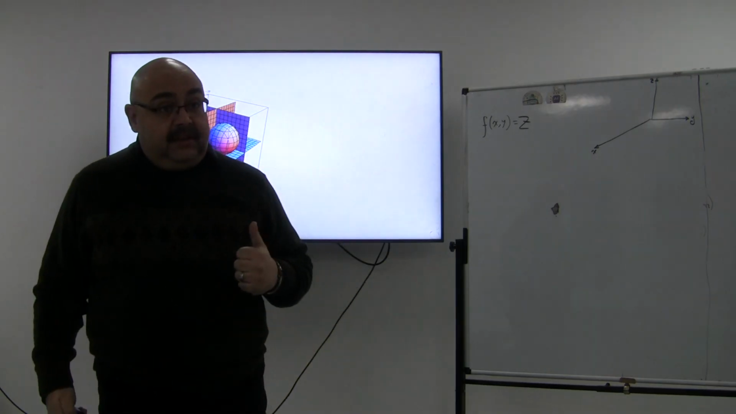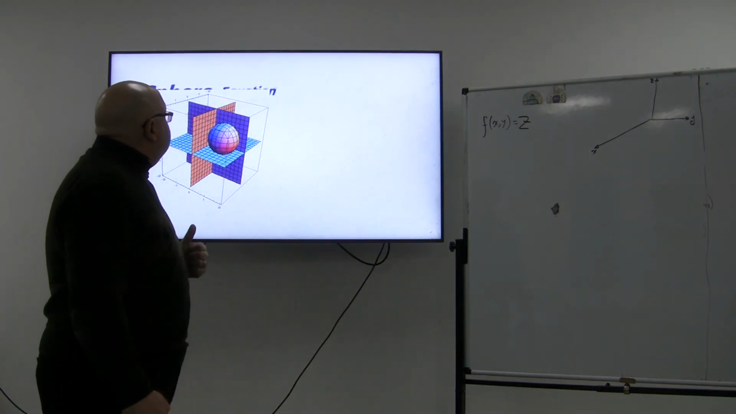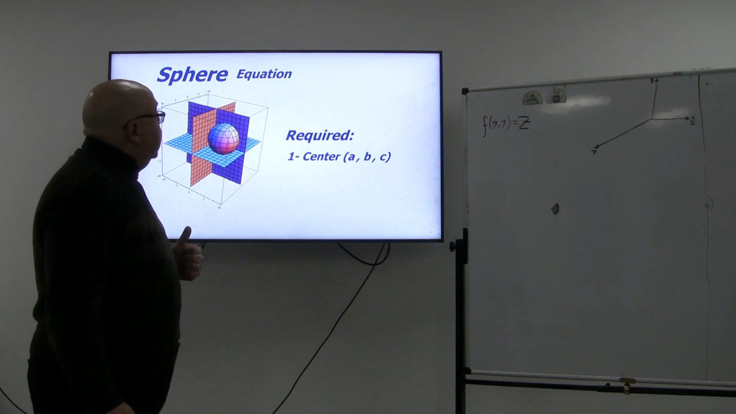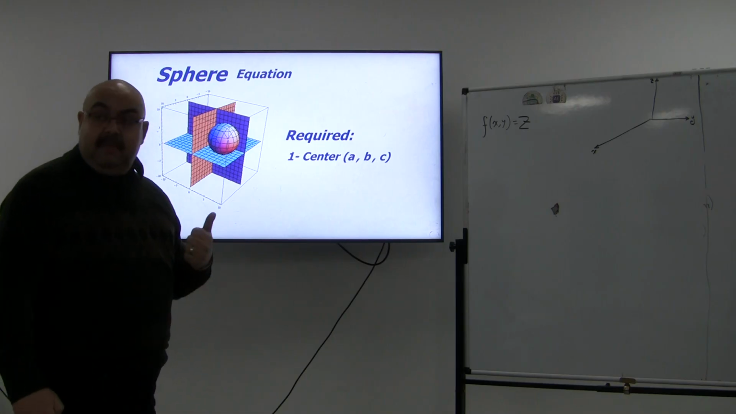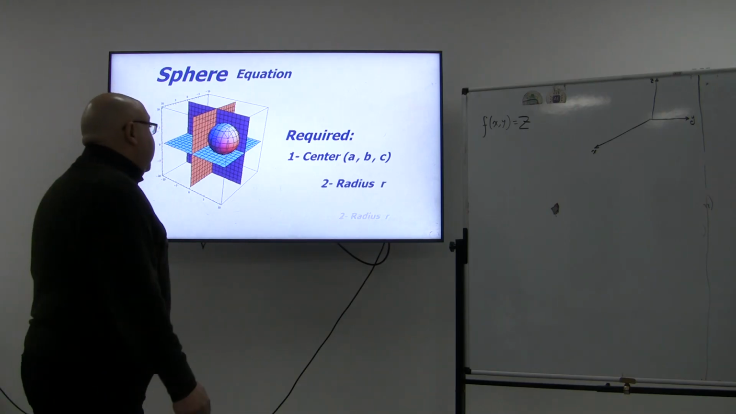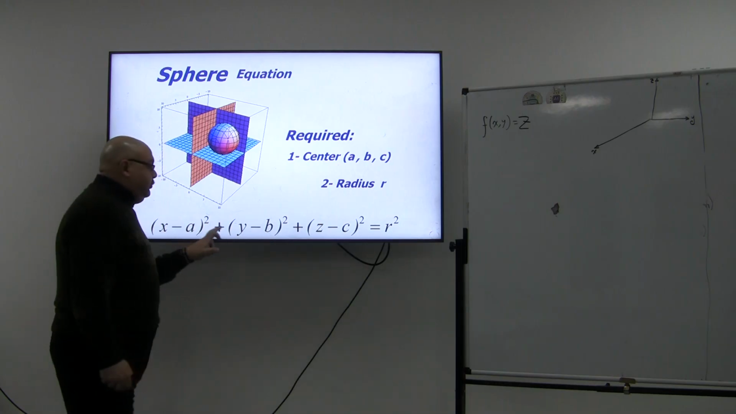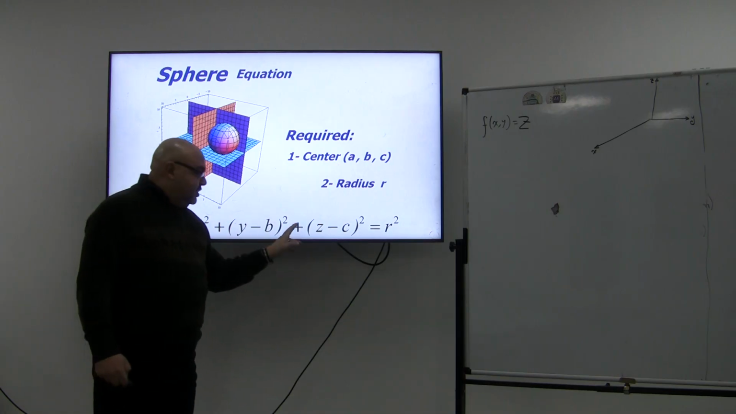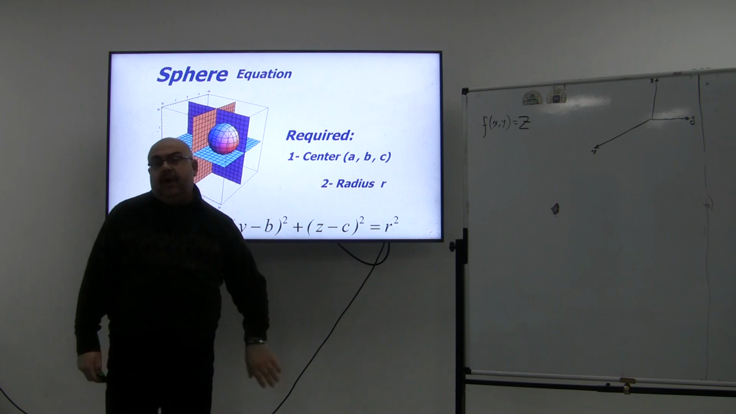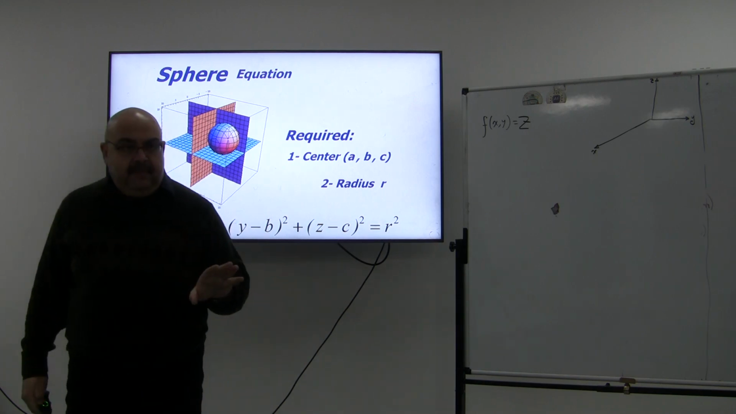So if the sphere has a center at a general point (a, b, c), the main equation of the sphere is (x minus a) to the power of 2, plus (y minus b) to the power of 2, plus (z minus c) to the power of 2, equal to r squared. That's the equation of a sphere.